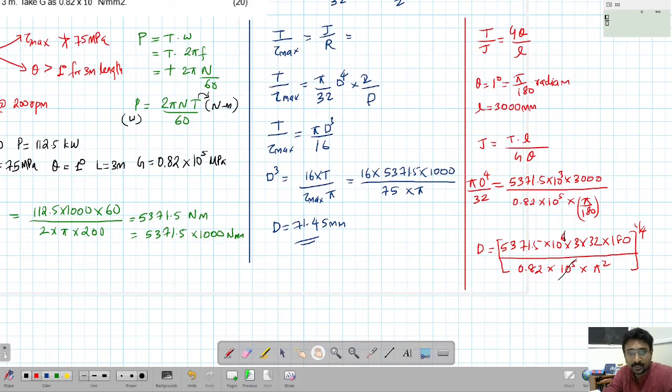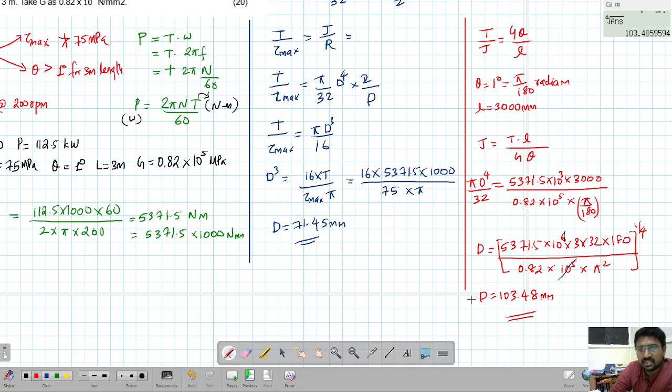Now if I pull up my calculator and solve this, it is straightforward. So this is 5371.5 times 10 times 32 times 180 divided by 0.82 times pi square. Now we have to find the fourth root of this. The fourth root gives me 103.48 mm. So that is the second answer. Diameter is 103.48 mm. This is the second diameter that we are getting.